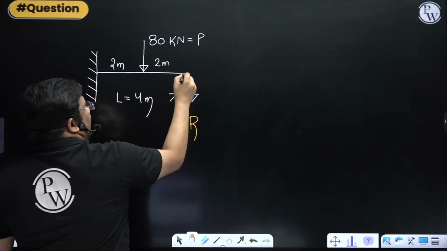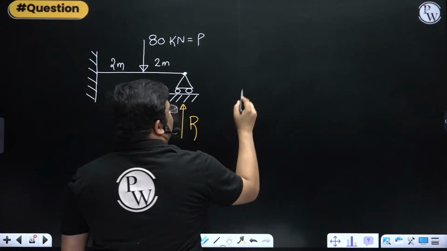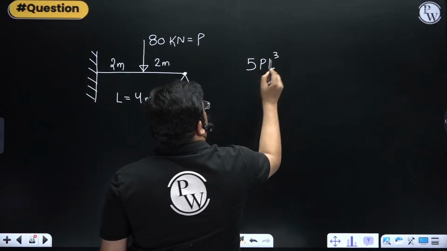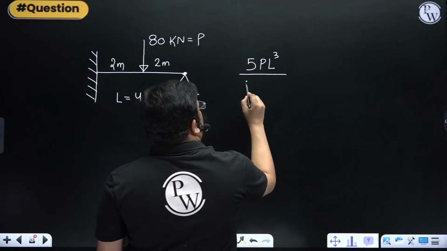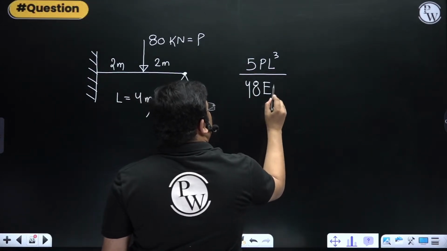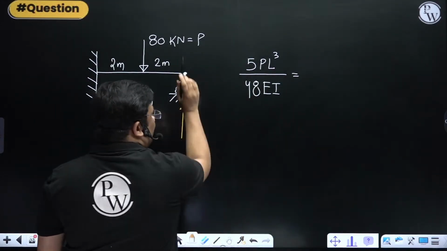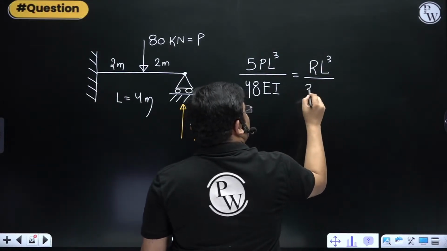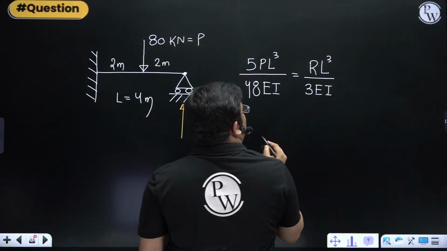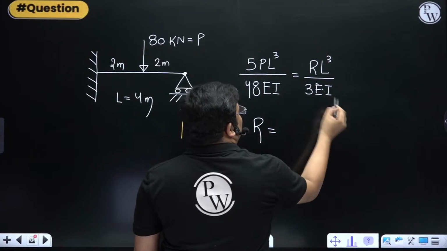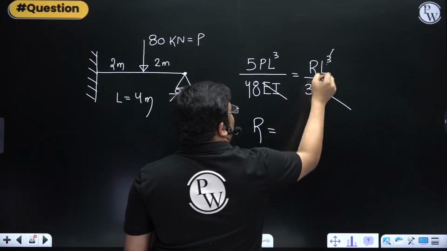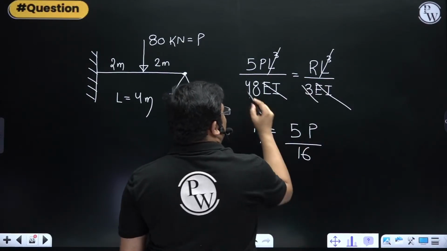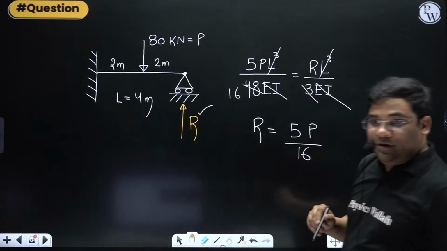So due to this, at this point, the deflection is 5PL cube by 48 EI. And this should be equal to the upward deflection due to reaction R, which is RL cube by 3 EI. So from here, the reaction we will get is 5P upon 16, right?